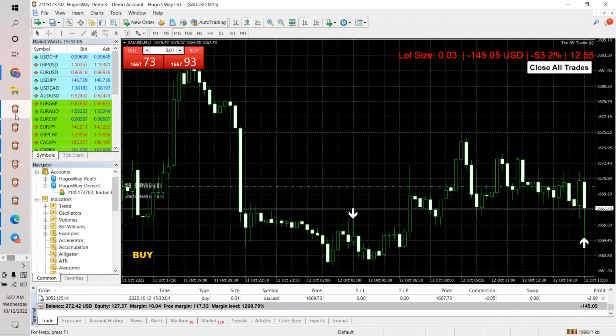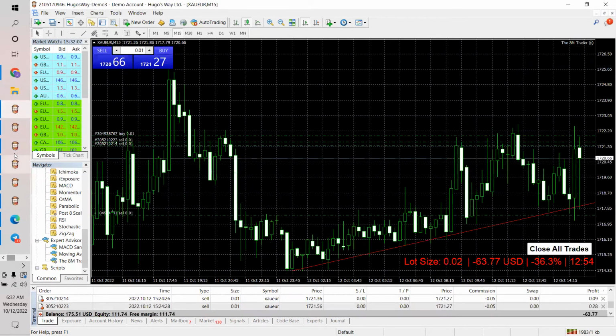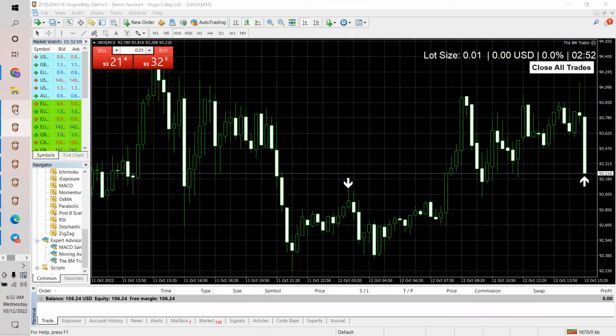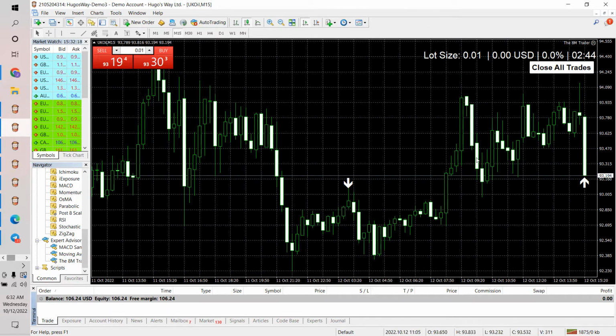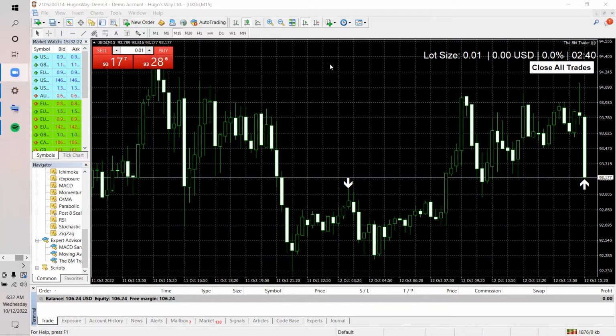So again, just looking at each and every one of these pairs, seeing where the opportunity lies. And we'll be able to see where we could take UK oil here in the next couple of minutes. So I'll be monitoring this pair, and I'll let everybody know what happens from here.